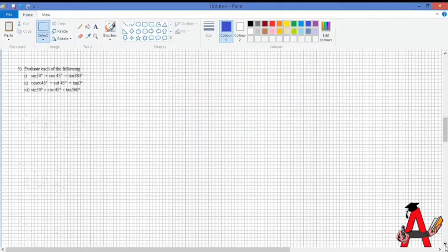Now let me do the fifth question, one example. Let's take up question number 5: sine 30 plus sine 45 plus cos 45 plus tan 180.